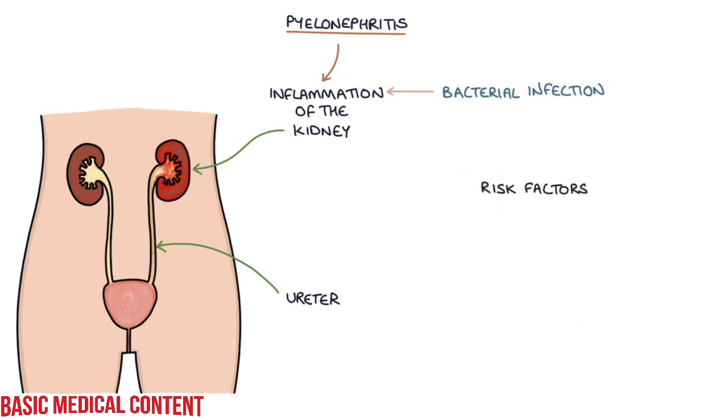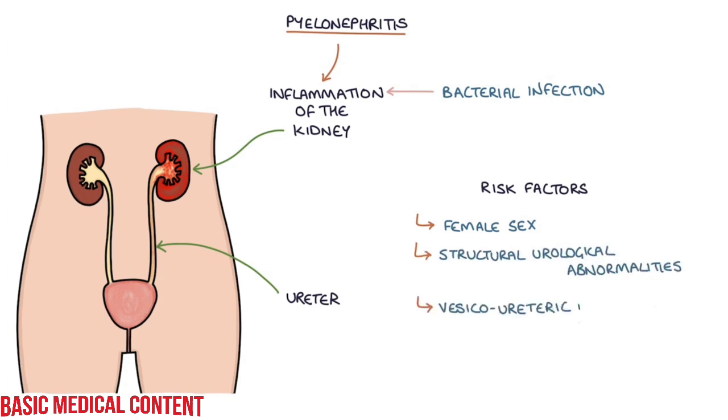The risk factors for pyelonephritis are female sex, structural urological abnormalities, vesicoureteric reflux, which is where urine refluxes from the bladder into the ureters, and this is more common in children, pregnancy, and diabetes.